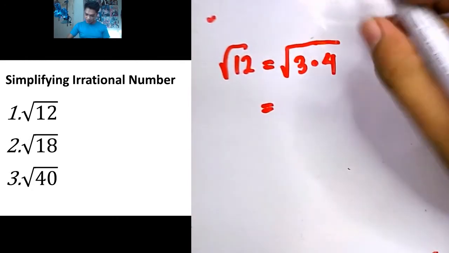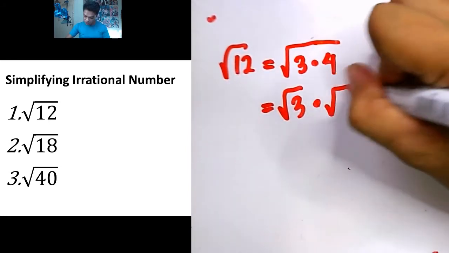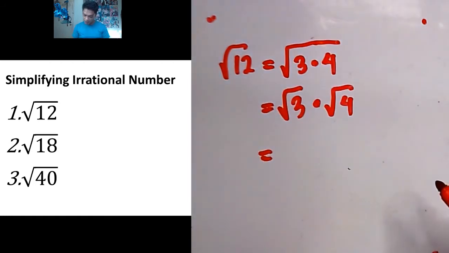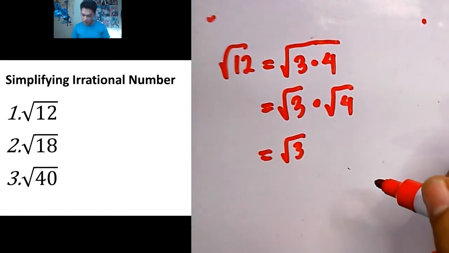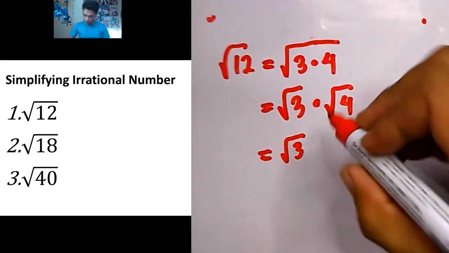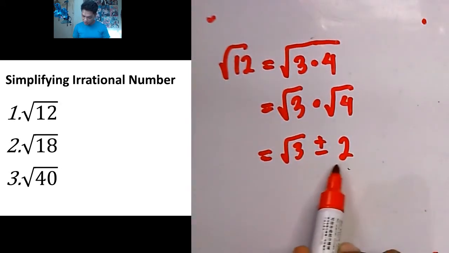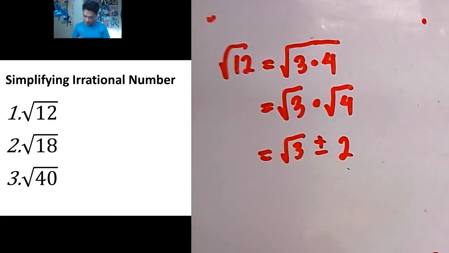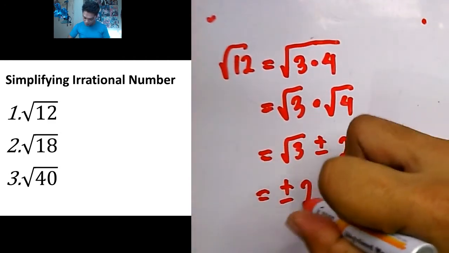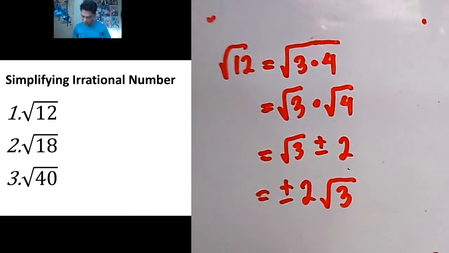Then, separate the radicals to each of the number. We have square root of 3 times square root of 4. Next, square root of 3 will remain square root of 3 because it is not a perfect square. But square root of 4 is equal to plus minus 2. And all the integers must be placed on the first part of this radical sign. So therefore, plus minus 2 will be placed here and square root of 3 will be moved on the last part. And this is now our final answer.